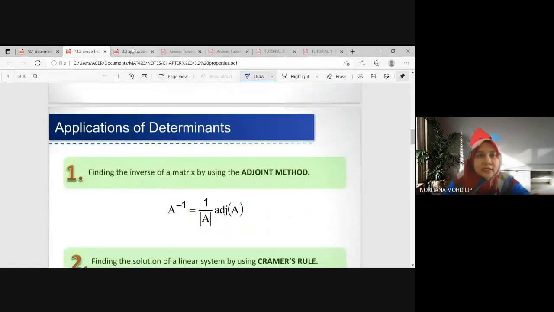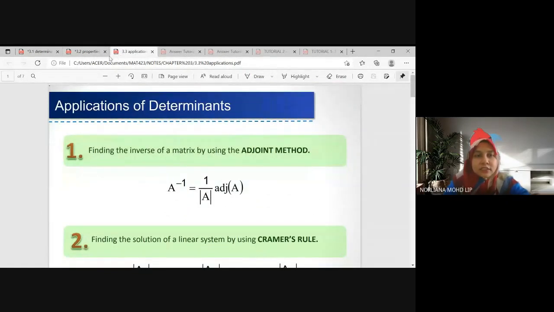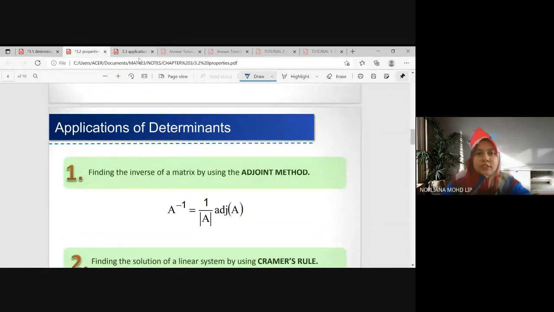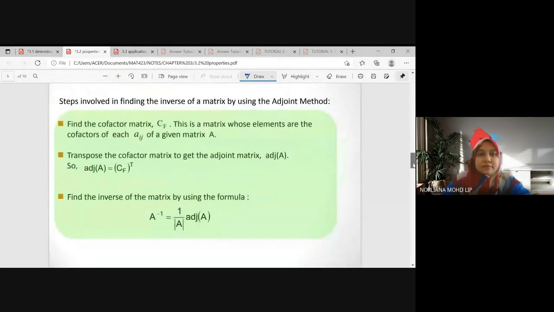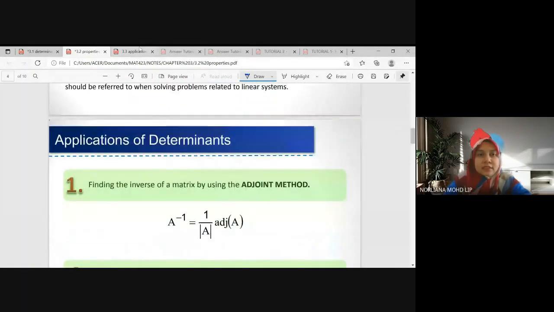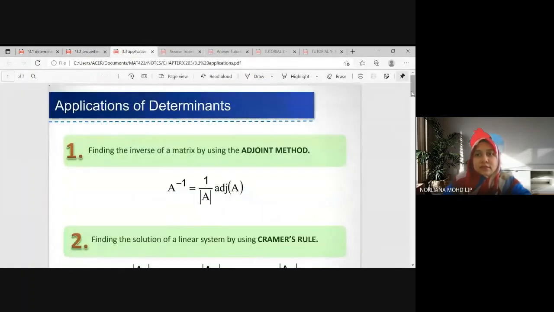Okay, ni sekali. Oh, yang 3.3 ni sekali 3.2 ni, notes ni. Sama kan ni? Ni tak ada lah ni.